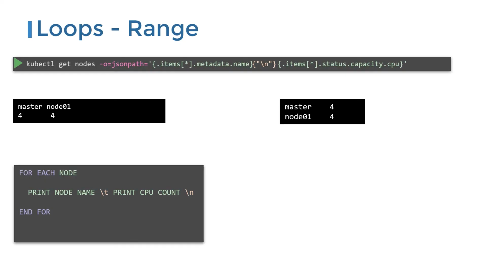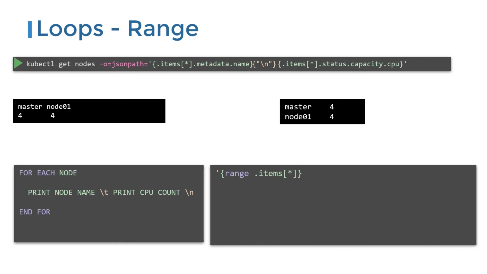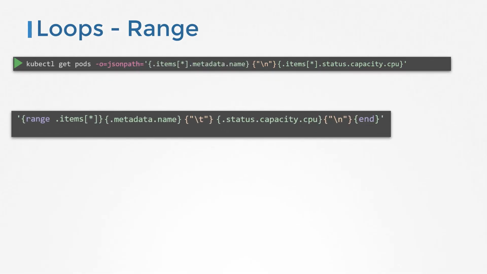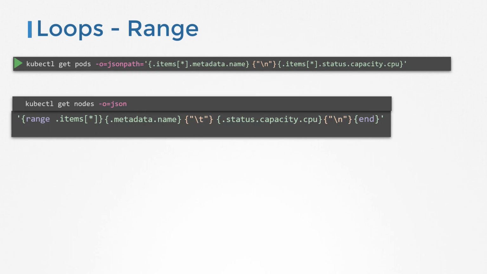To specify the for each statement, use the range keyword. Range .items[*] means for each item. To print the node name, use the same query we built earlier, .metadata.name. Then to add a tab, add the \t keyword. Then to print CPU count, use the query .status.capacity.cpu, and then to add a new line, add the \n keyword. Finally, end the loop using the end keyword. Merge it all into a single line and pass it as a parameter to the JSON path option of the kubectl command.